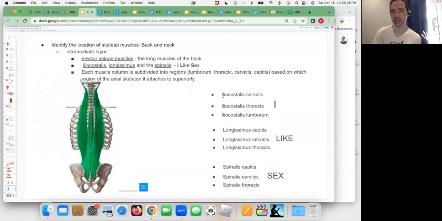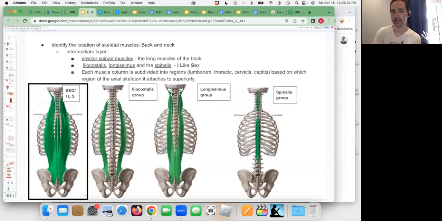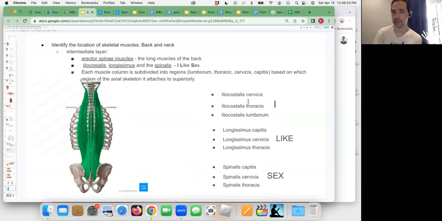Well, the iliocostalis muscles have cervicis, that's a cervical part. So they attach in a cervical part right here, cervical. They have a thoracis. They attach in the thoracic region. So the costals or the ribs attach in the thoracic region. Right. So there's a thoracic section, and then there's a lumbar vertebrae section. So there's cervicis, thoracis, and lumborum for the iliocostalis muscles.